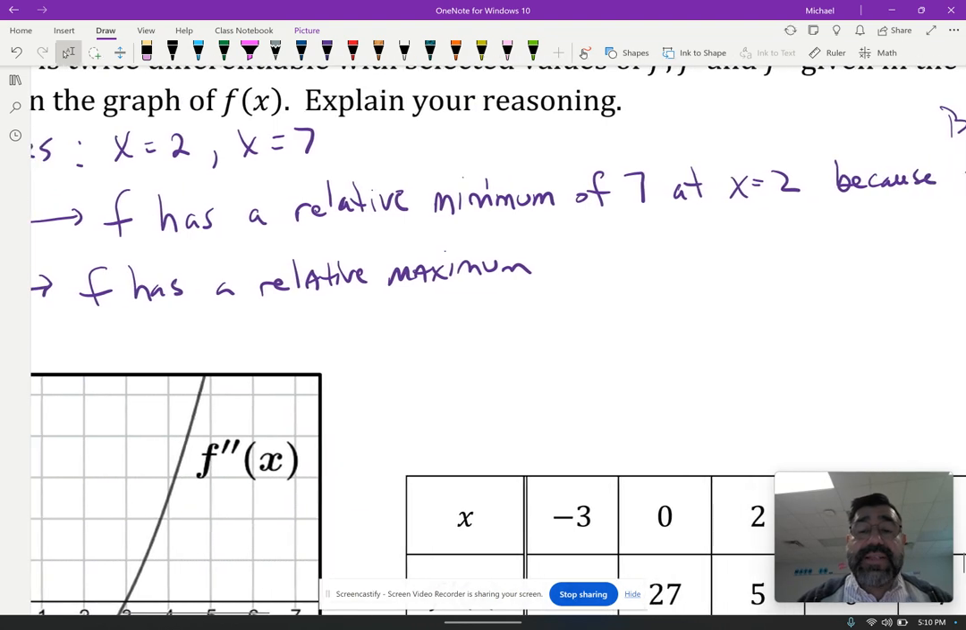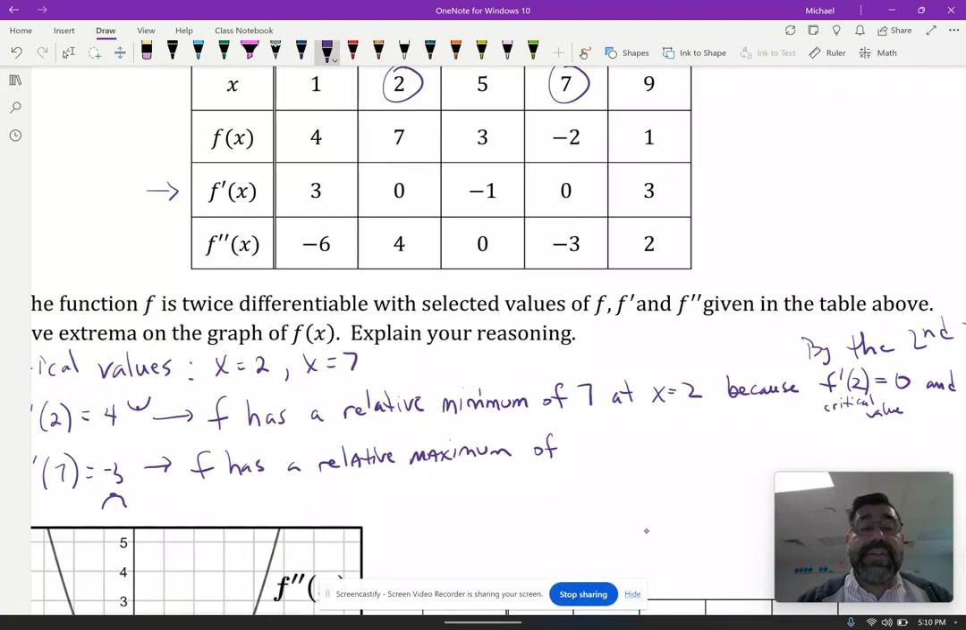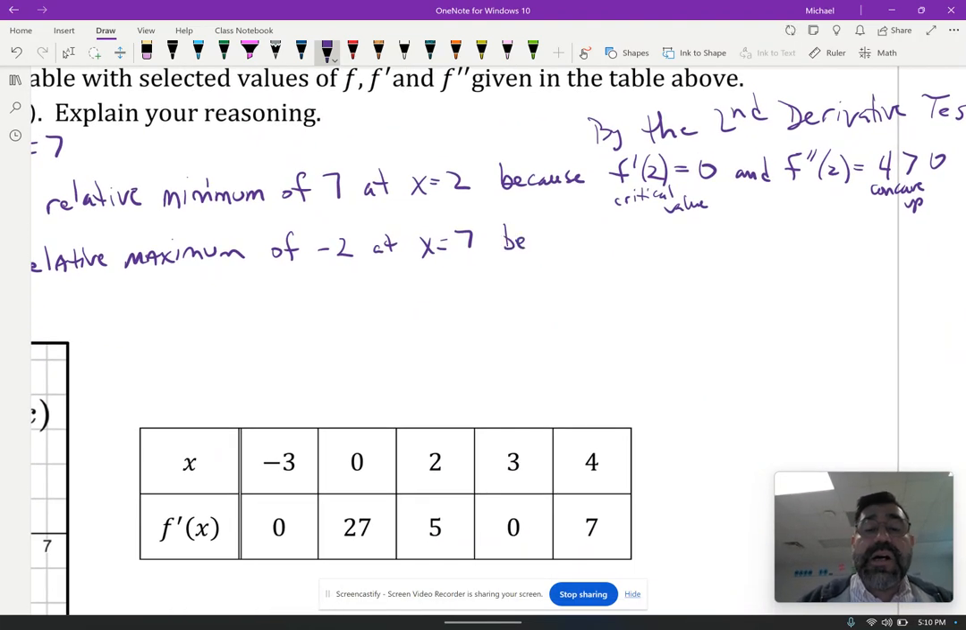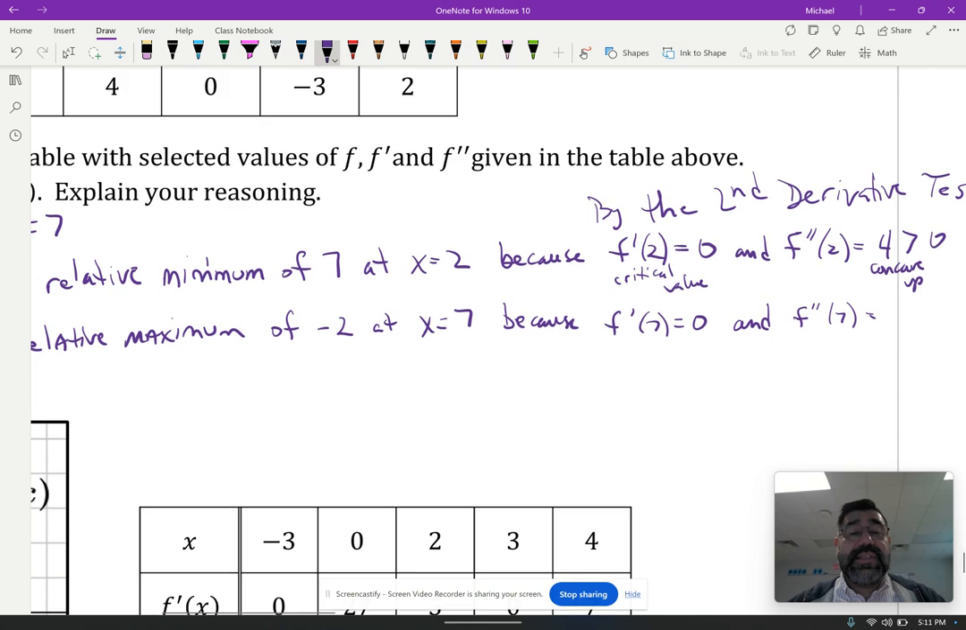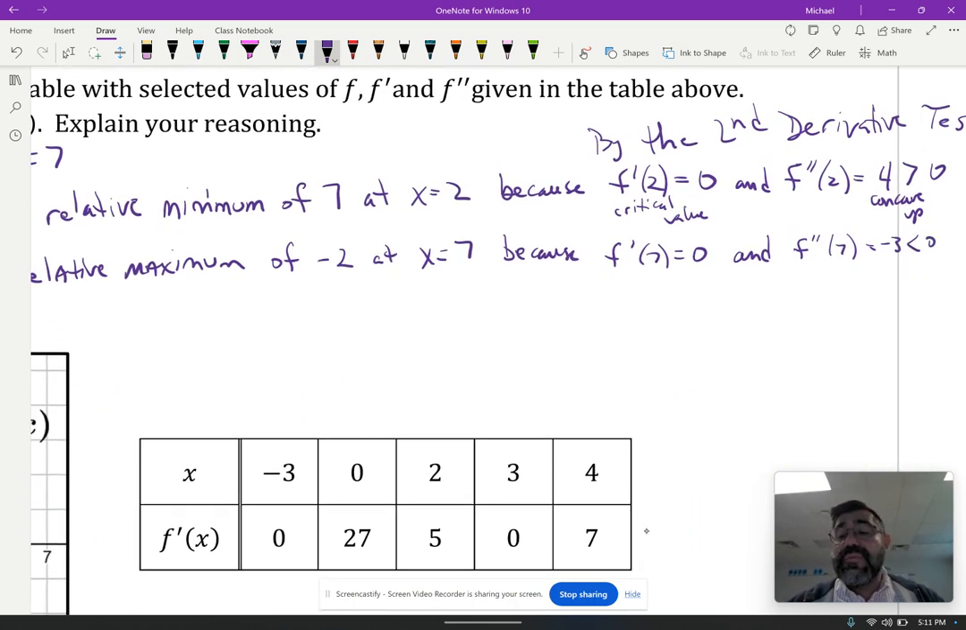F has a relative maximum. What is the relative maximum at 7? Well, at 7, the y value is negative 2. So a relative maximum of negative 2 at x equals 7. And I know this because the first derivative at 7 is equal to 0, so that means it's a critical value, and the second derivative value at 7 is negative 3, and that's less than 0, which means it's negative, and that means it's concave up.